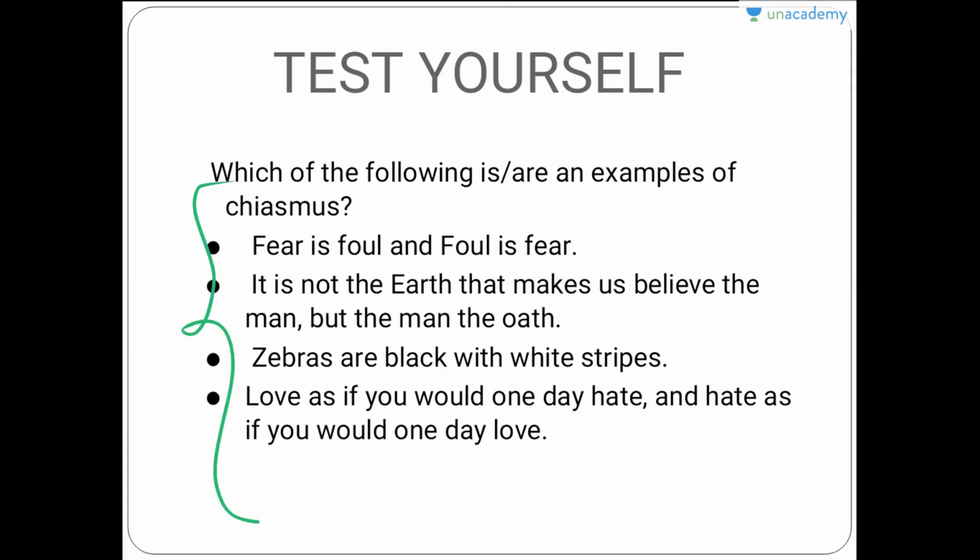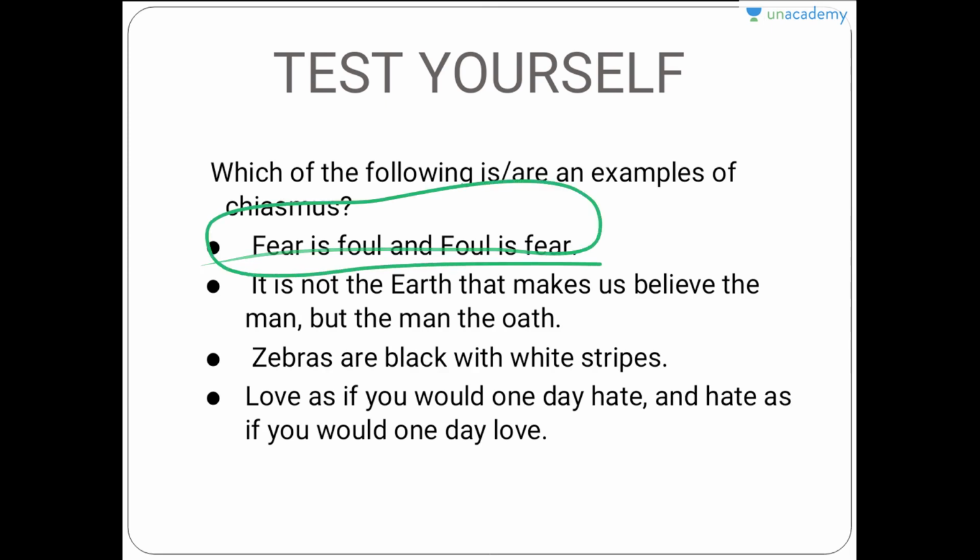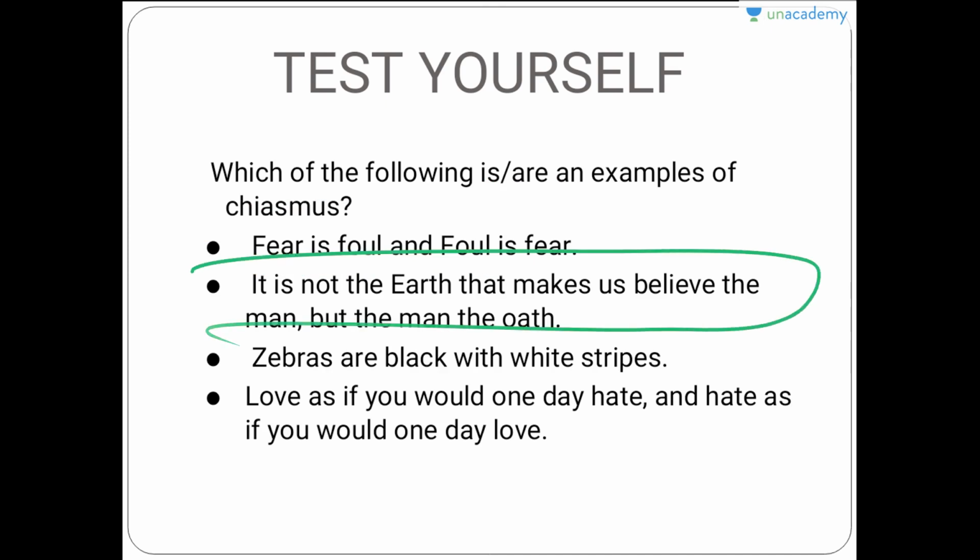Let's begin. Fear is foul, and foul is fear is a very prominent dialogue from one of Shakespeare's plays. I guess it's from Macbeth, but I'm not sure. And this is an example of chiasmus, because you can see the crisscrossing. It is not the earth that makes us believe the men, but the men the oath. Again, this is an example of chiasmus.